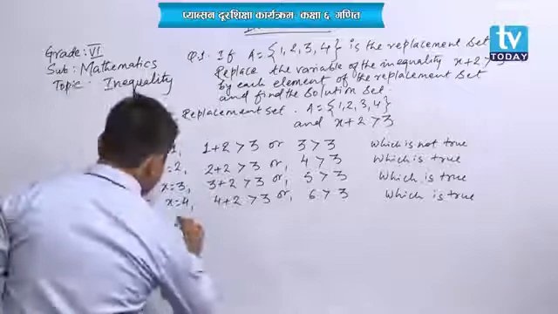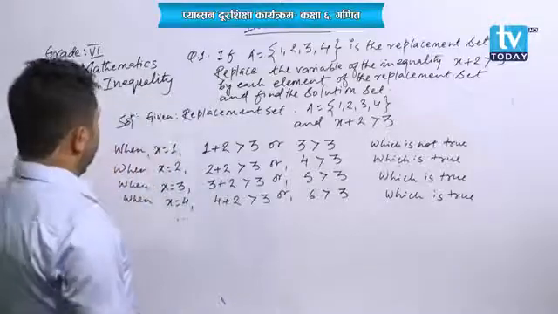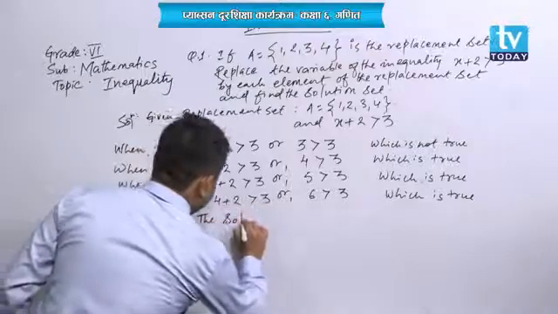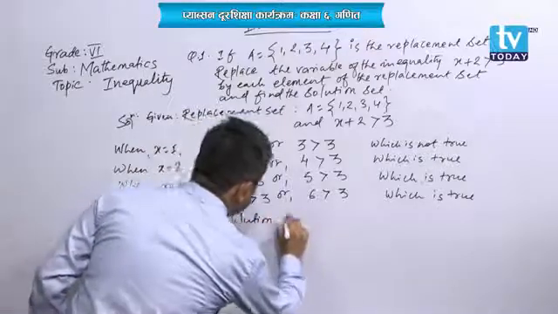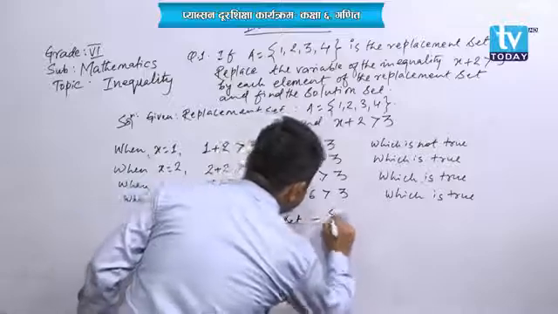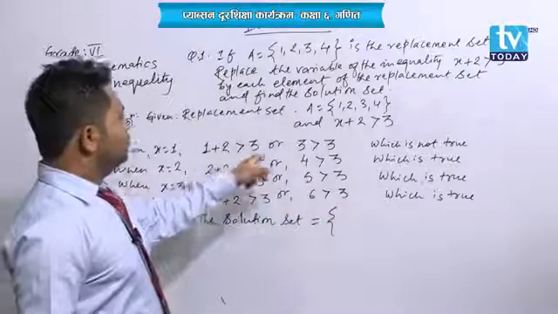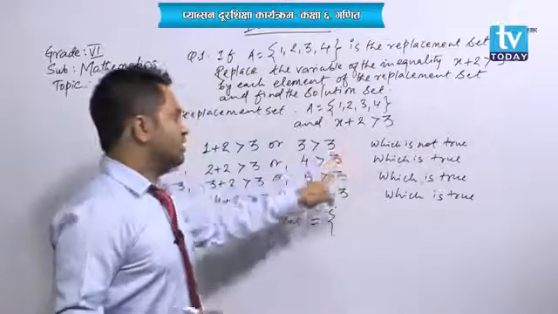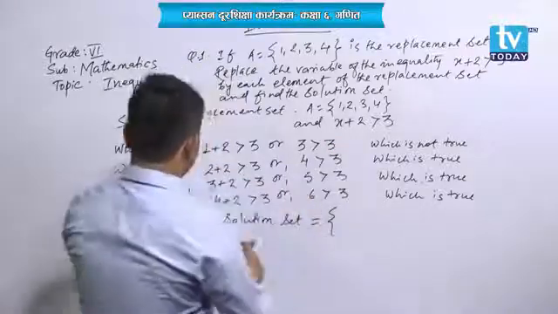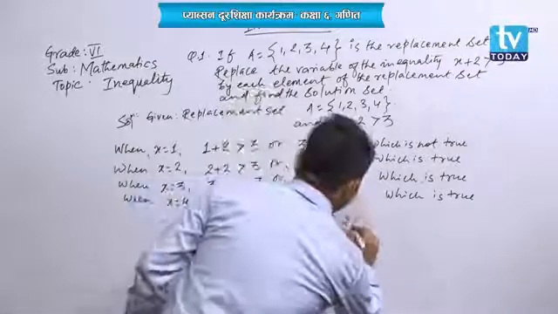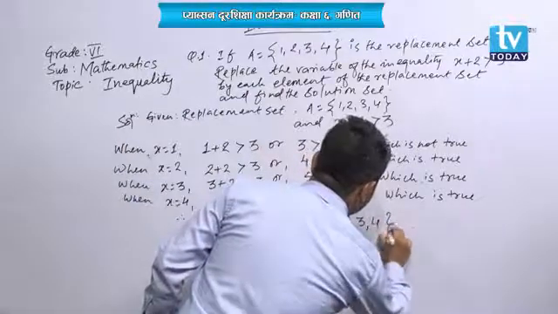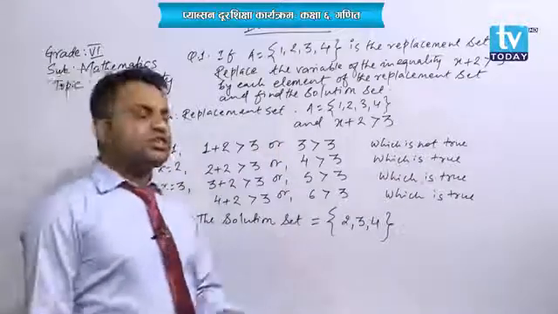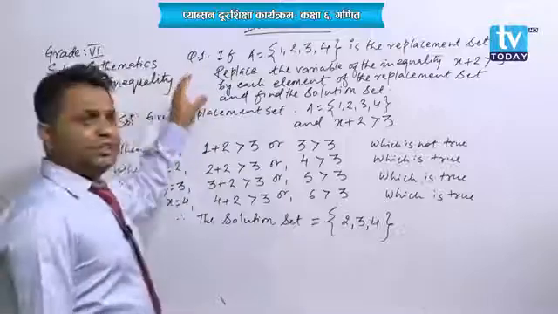Therefore the solution set will be equal to, please check here, which one is true? Here this is not true, so this will not be in the solution set. Now 2, 3, 4. So 2, 3, 4 is the solution set for this question.